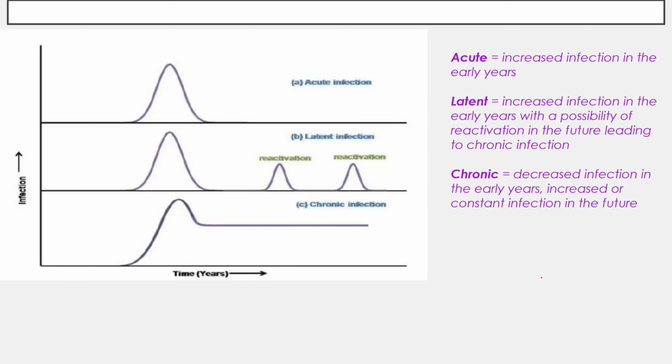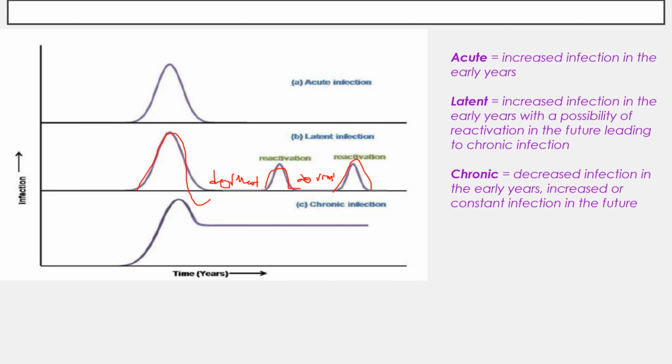So this is an example of a diagram class showing the difference between the three infections, acute, latent, and chronic. So if you take a look, pag acute class, increase infection in the early years. Pag latent naman siya class, increase infection in the early years with a possibility of reactivation in the future. So pag latent, from having a high infection at the early years, it would go dormant or not detected siya sa body mo. Later on, in a certain part of your life, it could become reactivated, causing a new infection. Then it would become dormant again, and after a few months, after a few years, magre-reactivate na naman siya.